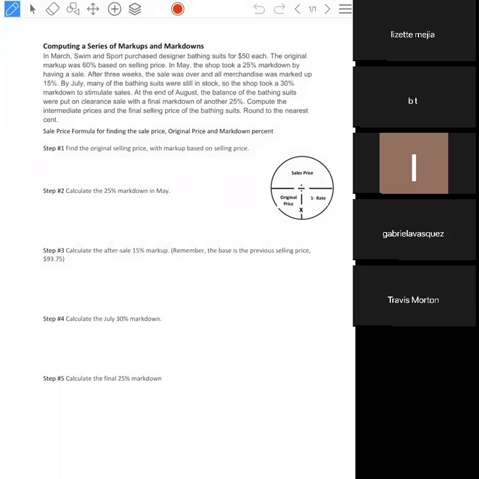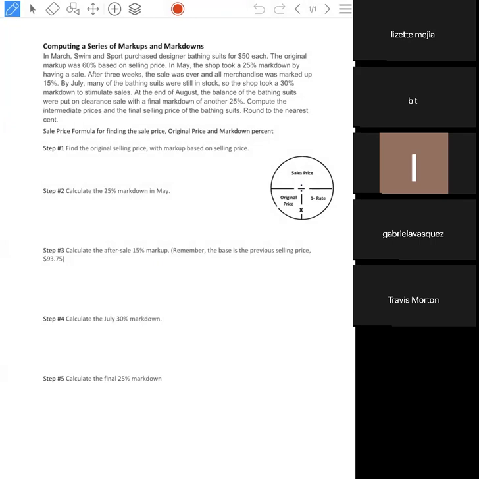So I'm just going to use the example here. In March, Women's Sport purchased a designer bathing suit for $50 each. And the original markup was 60% based on selling price. And the shop took a 25% markdown, having a sale after 3 weeks. In May, they did that. After 3 weeks, the sale was over and all merchandise was marked back up 15%.